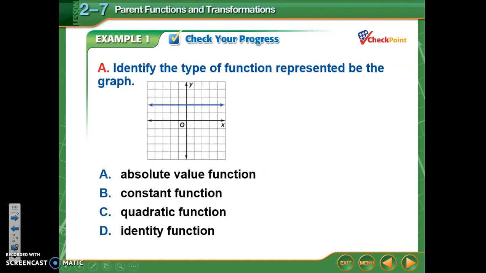Okay, I want you guys to answer this one for me. Okay, hopefully you said B, constant function. Let's try another one. This one is an identity function. You can tell because it goes through 0, 0, and it has a slope of positive 1. Up 1 to the right 1, up 1 to the right 1, all the way along.